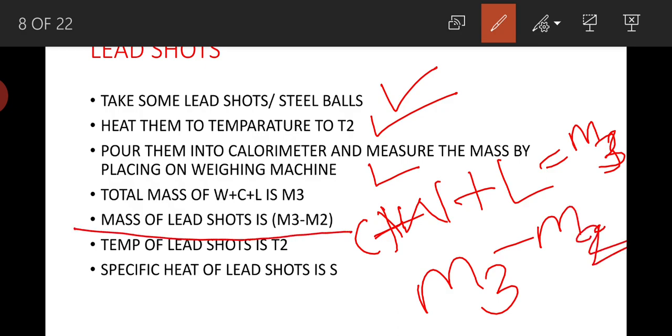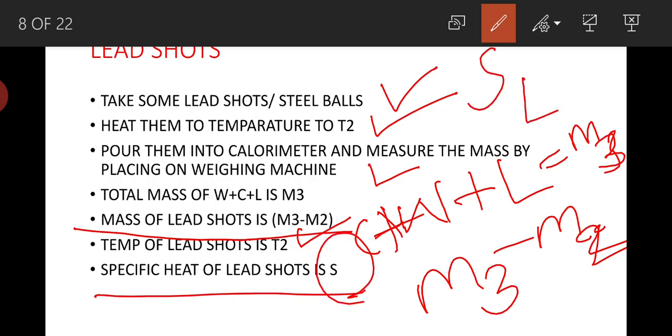Mass of lead shots alone is m3 minus m2. Temperature of lead shots is T2. Specific heat of lead shots is S, or simply SL. This is what we need to find. Our aim is to find the specific heat of lead shots, SL.